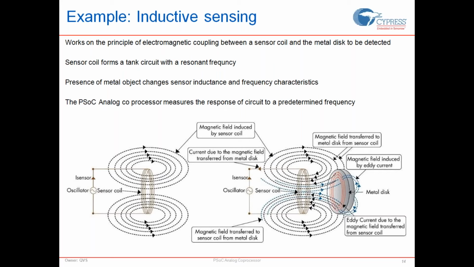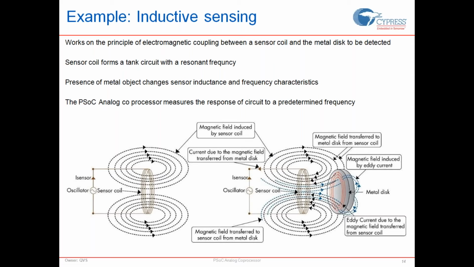So what are we doing here? The objective of inductive sensing is to sense the presence of a metallic object, meaning an object that has ferromagnetic capabilities. Things that are made of iron are generally ferromagnetic. If you remember from some of our electrical courses, the core of a transformer is generally built out of ferromagnetic material, and the reason for that is its ability to affect magnetic fields.